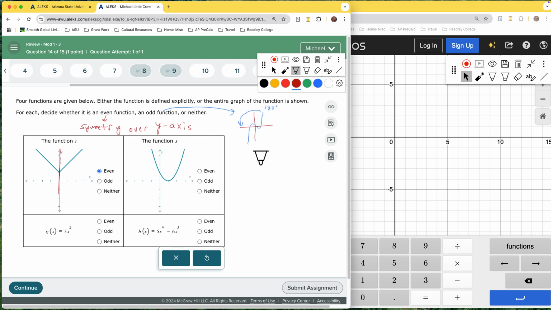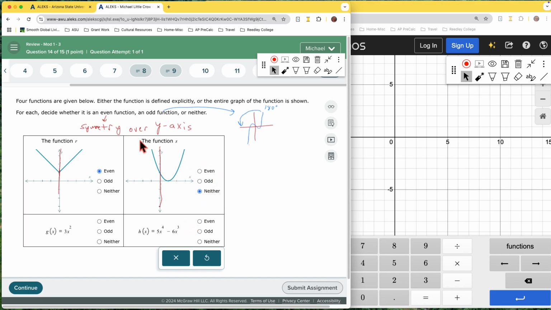So let's look at this one. It certainly is not, if you were to spin this, it doesn't spin around the origin. So it's not an odd function. And then the y-axis, no, it doesn't cut it in half. It's getting cut in half over here at positive 1, not at the y-axis. So this is not an even function. It's not an odd function. This one has neither type of symmetry.